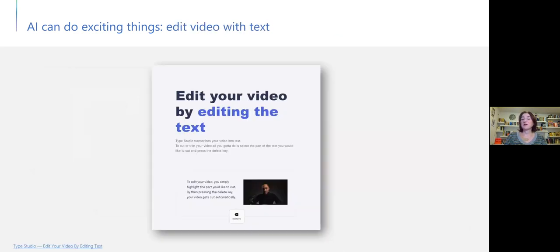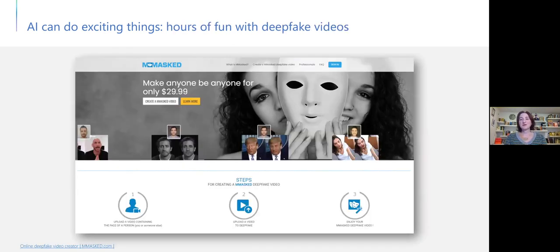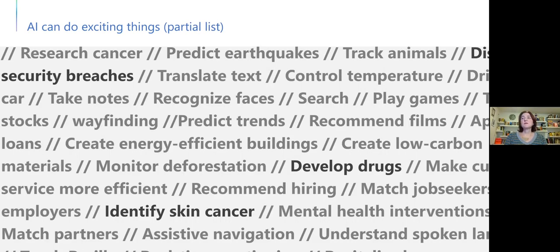You can also edit your video by editing the text, just taking out bits and pieces of the text and the video gets shorter and shorter. Or you can create your own deepfakes for only $29.99. All this beauty is yours. And it can do many, many more exciting things, right? From identifying security breaches to skin cancers to developing drugs. The list is endless.